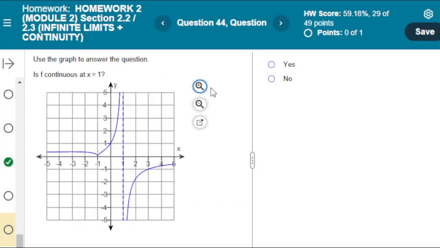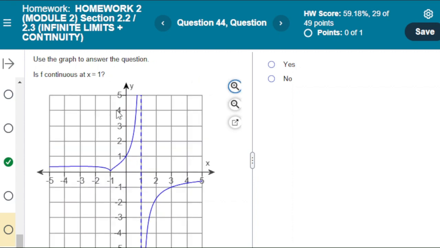Now, what about something like this? Use the graph to answer the question, is f continuous at x equals 1? Well, notice it has a discontinuity at 1, right? We have this vertical asymptote at 1, so it's discontinuous at 1 because of that vertical asymptote. So the answer is no.